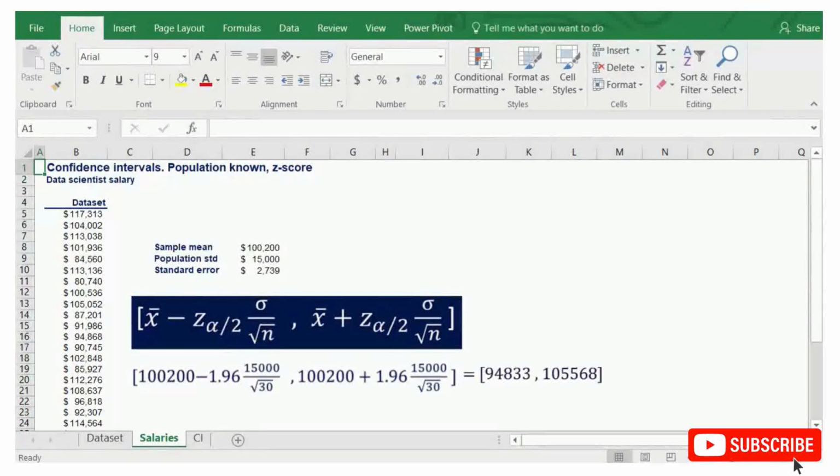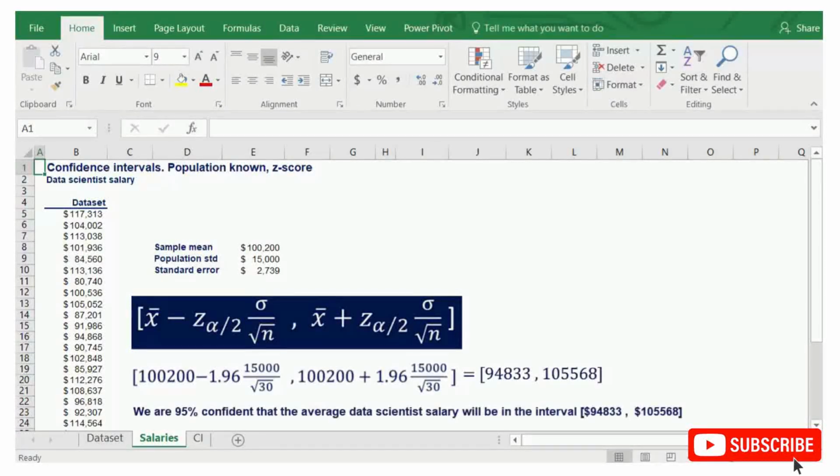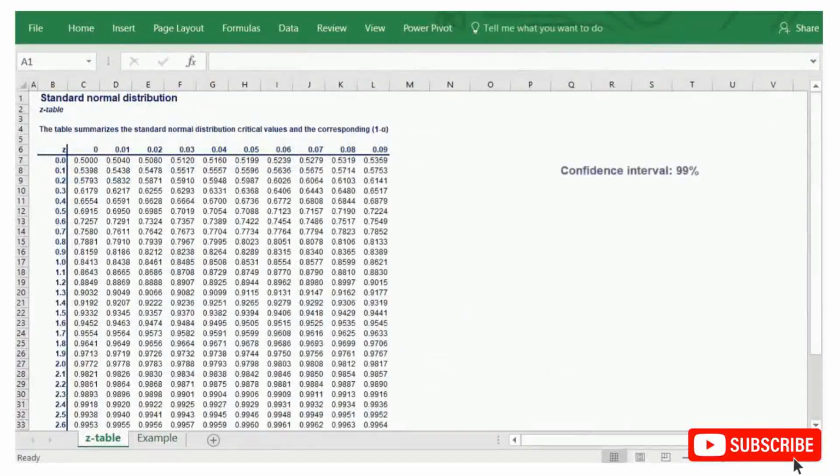94,833 to 105,568. The interpretation is the following. We are 95% confident that the average data scientist salary will be in the interval 94,833 and $105,568. Let's repeat the exercise using a higher confidence level. Say we want to be 99% certain of the outcome. Alpha is 0.01. We look at the table for the value of 1 minus 0.005.